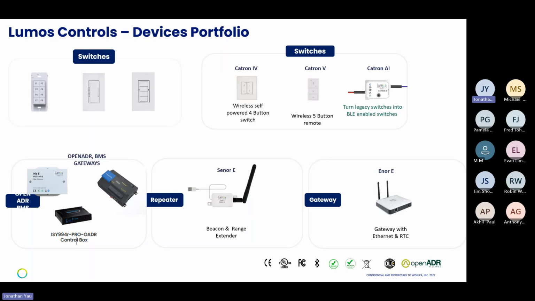The Catron 5, which is a battery-powered switch, and the Catron AI, which turns legacy switches like a toggle switch or a rotary switch that you can find at Home Depot wireless, in the sense that that switch will now work in our system and talk to the controls in the ceiling.